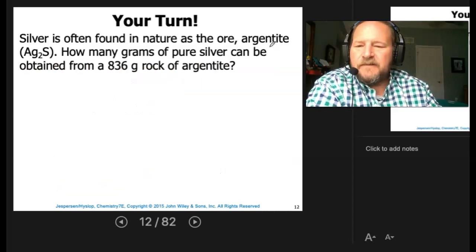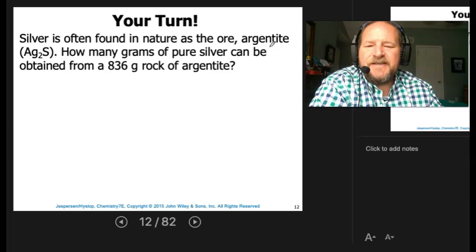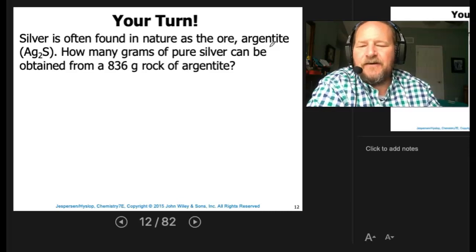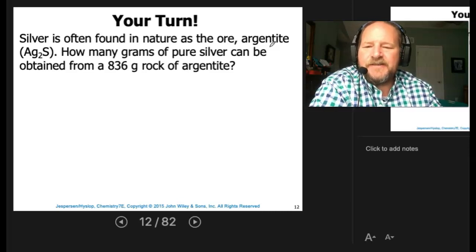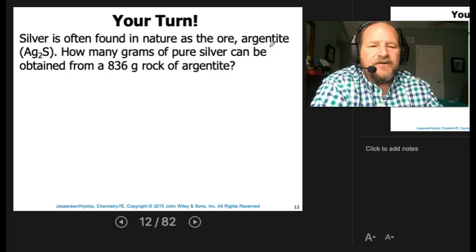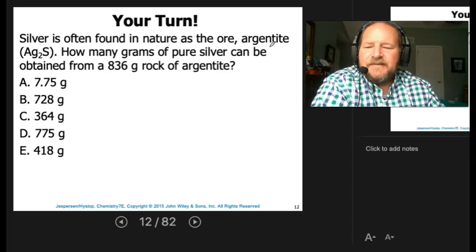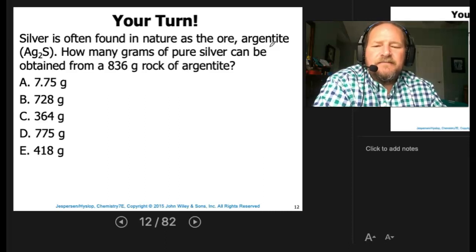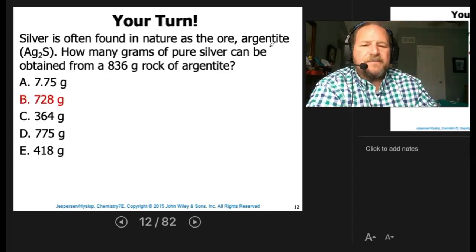All right, silver is often found in nature as the ore argentite, Ag2S. How many grams of pure silver can be obtained from an 836 gram rock of argentite? All right, here's your pause. And hopefully you came up with B, 728 grams.